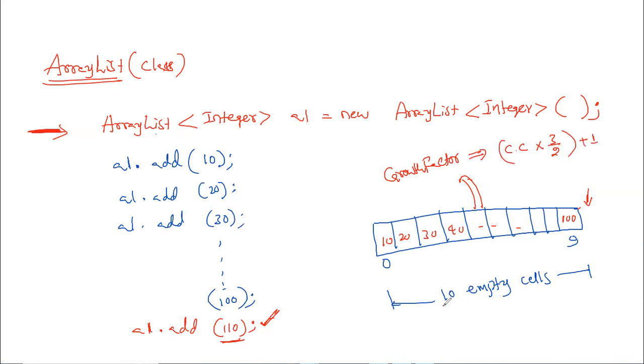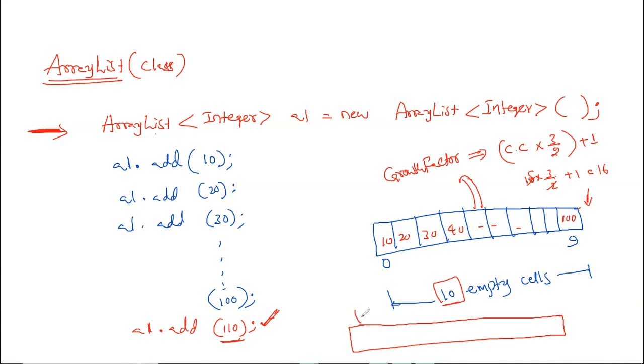What's the current capacity? 10. 10 into 3 by 2: 2 fives are 10, 5 threes are 15, plus 1. How much? 16. Therefore, the new ArrayList will be created with how many cells? The new object will be created and this will contain 16 cells, starting from 0 to 15. And what's the previous data? 10, 20, 30, 40 and so on, up to 100 will be as it is, it will be copied.